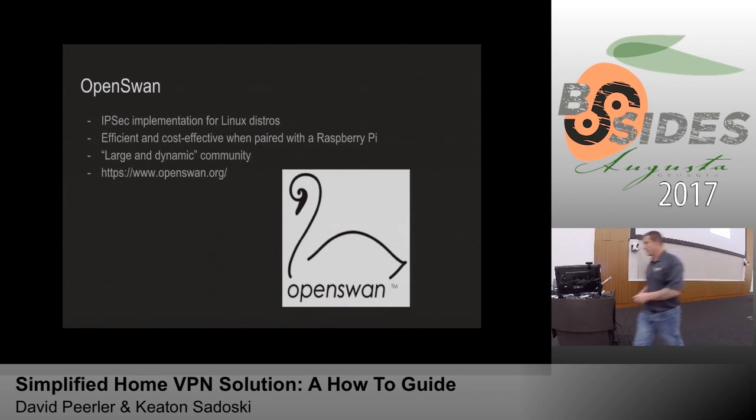Like I said earlier, OpenSwan is a fantastic IPsec implementation for Linux distributions. I use amazing a lot, so sorry about that. But it's efficient, cost-effective, and it's paired with the Raspberry Pi. We use the Raspberry Pi 2 Model B, and I checked last night on Amazon. They're going for $35 a pop.